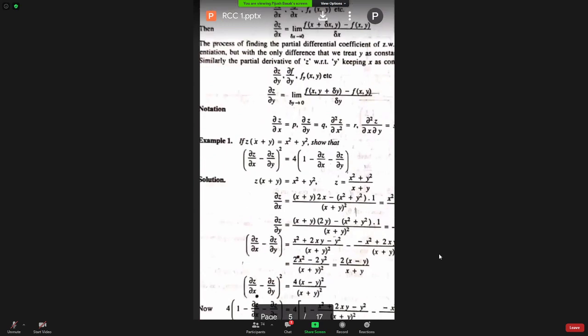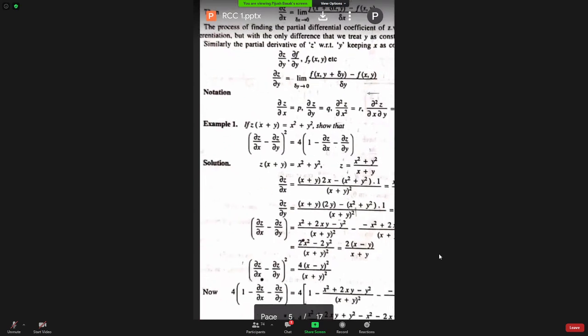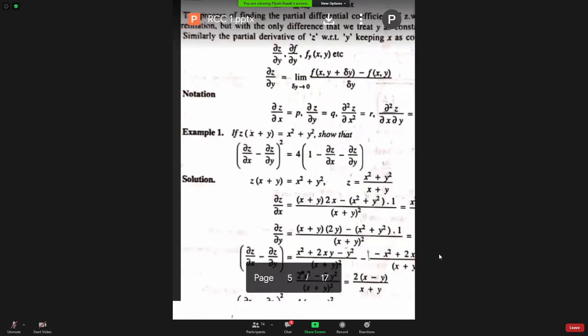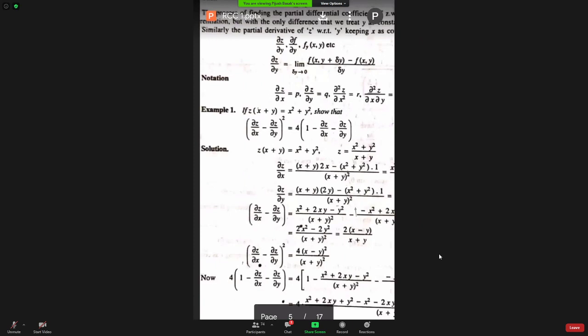Example number 1. Problems of partial derivative. If z into x plus y is equal to x square plus y square, then prove that (del z del x minus del z del y) whole square is equal to 4 into (1 minus del z del x minus del z del y). You have to prove it.